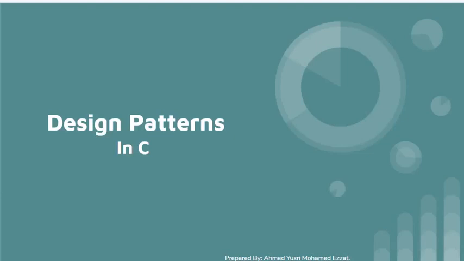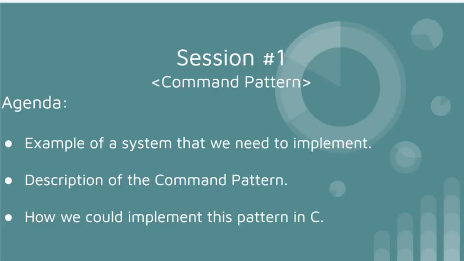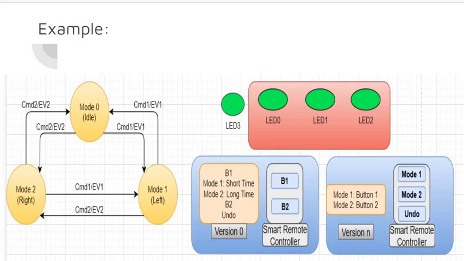During this session we are going to discuss the command pattern and our session will be divided into three parts. The first part will be an example of a system that we need to implement. The second part will be a full description of the command pattern, which is the pattern that we are going to use. And the third part will be an implementation of this pattern in C. So let's start with the first part.